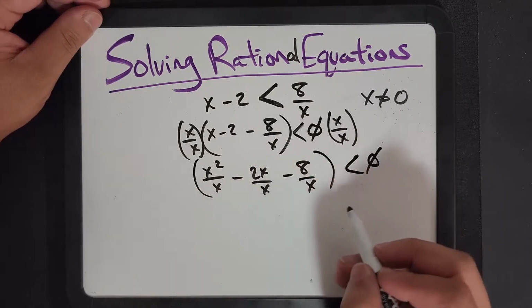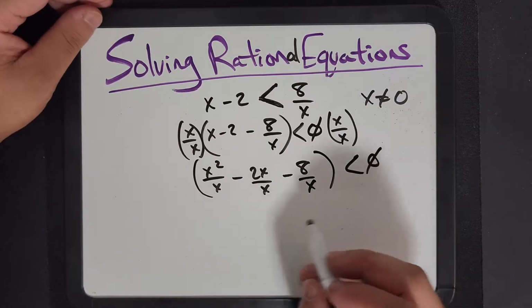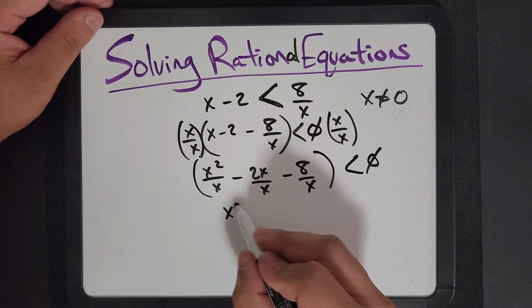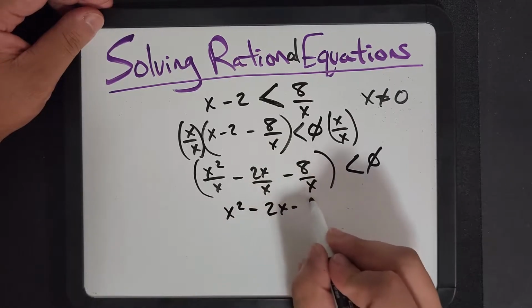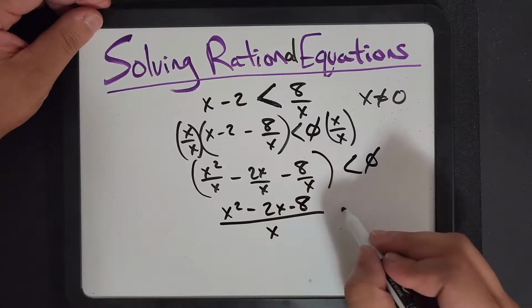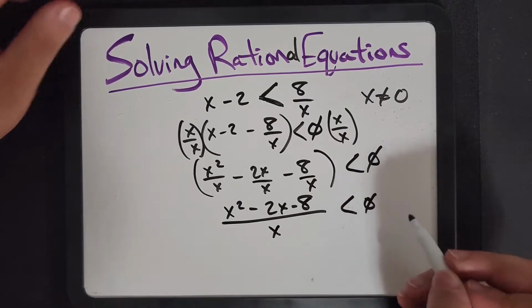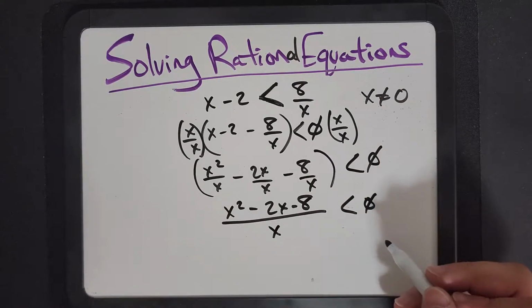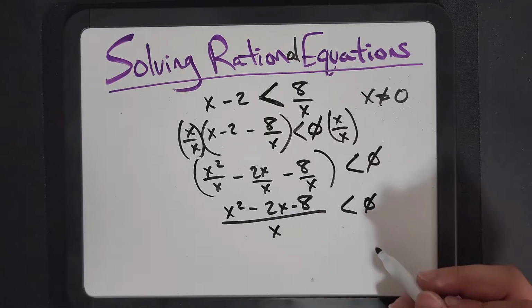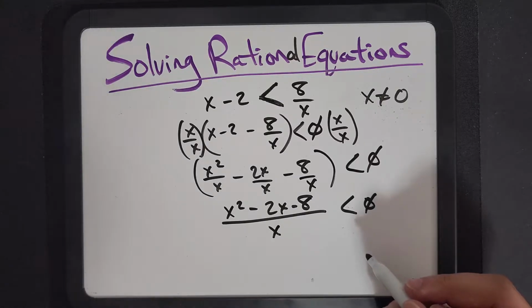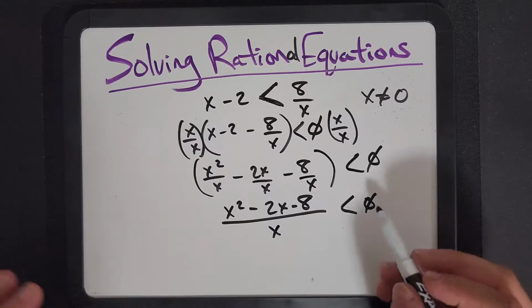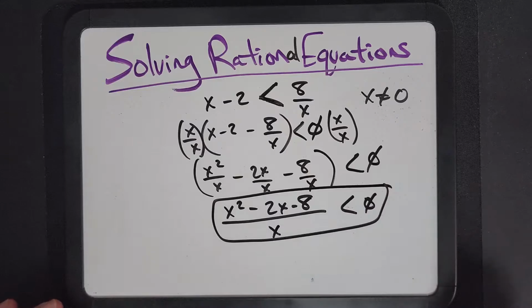And now I can put everything over x. So x squared minus 2x minus 8 over x greater than 0. And there you go. That is us solving inequalities.